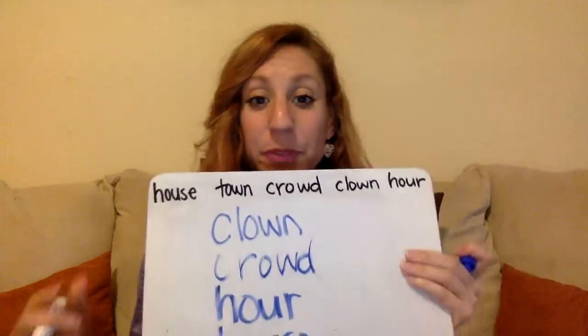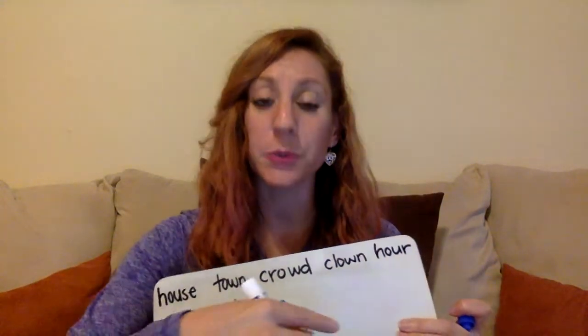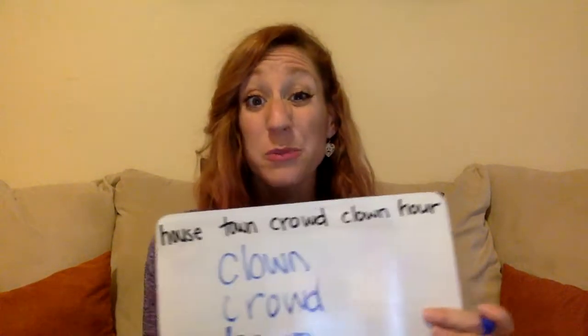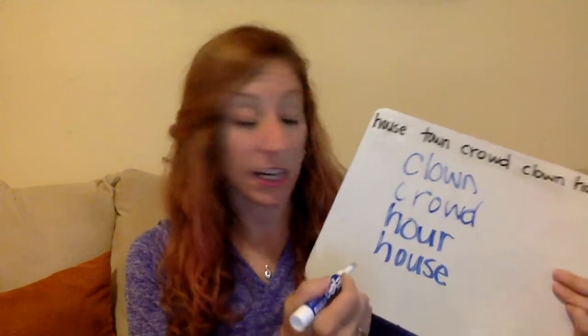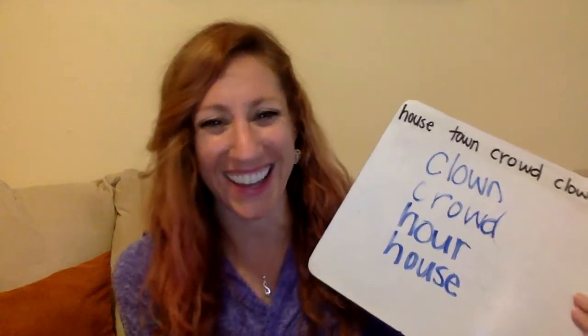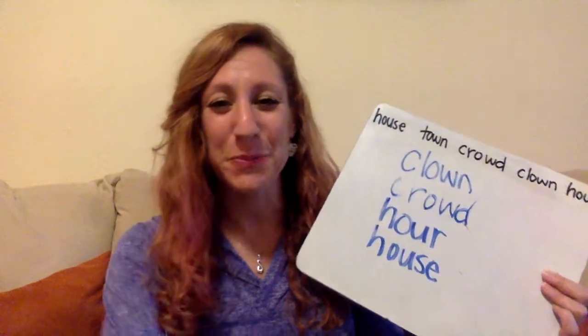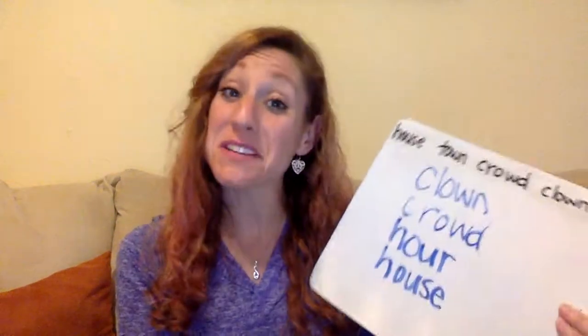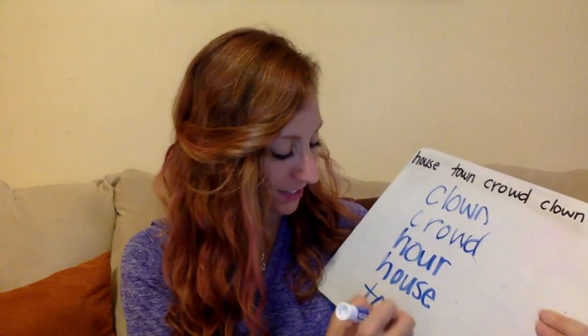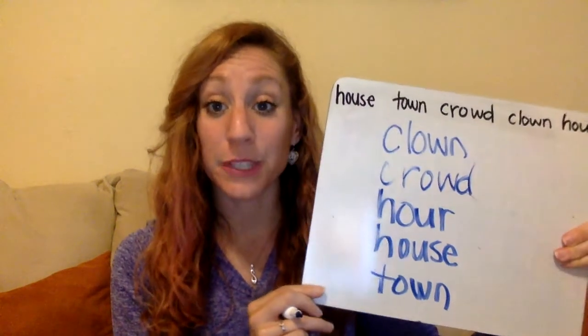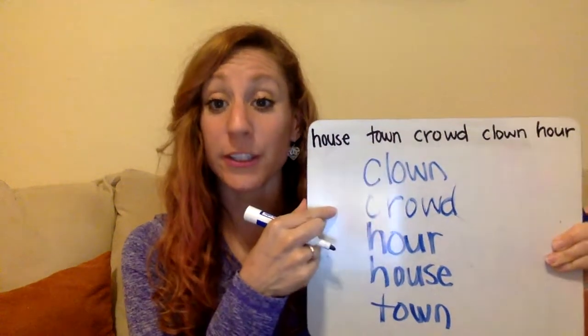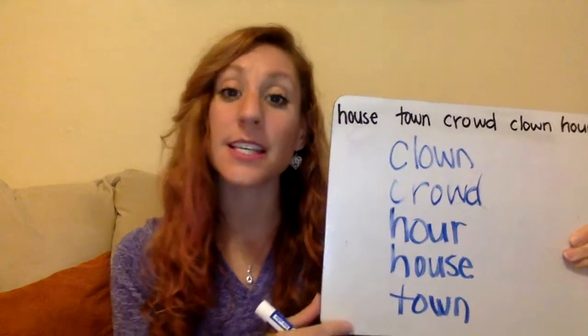All right. Now, we have used house, we have used crowd, we have used clown, we have used hour. Town must come last. So H, I, J, K, L, M, N, O, P, Q, R, S, T, town. So town comes last. And now we have put our words in alphabetical order. Clown, crowd, hour, house, and town. You can make up your own words to put in alphabetical order. You can find words in your house to put in alphabetical order. Go ahead and practice that on your own.